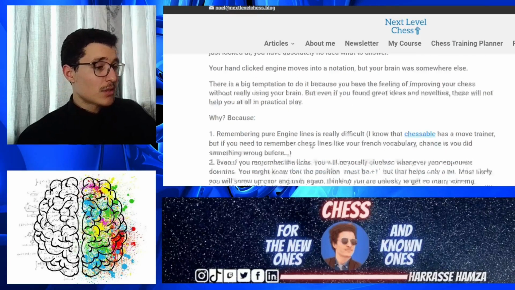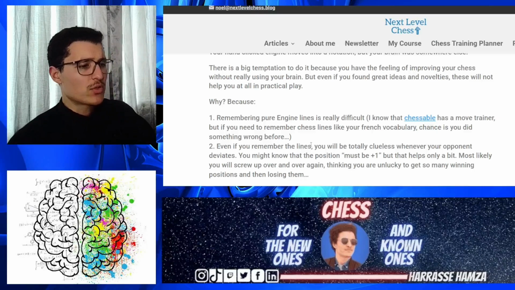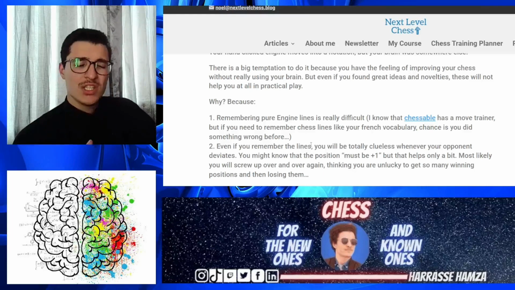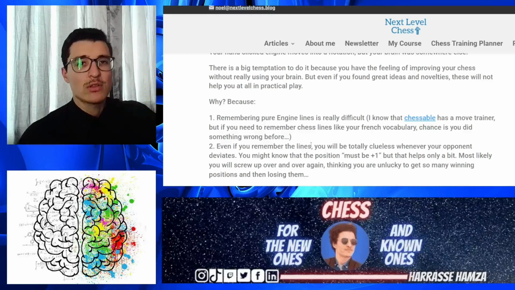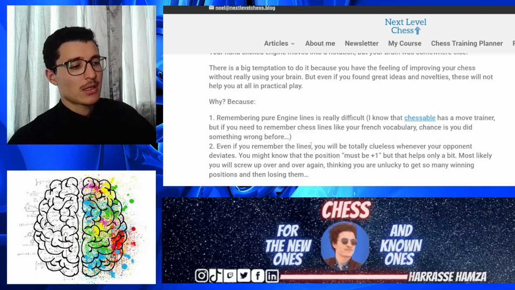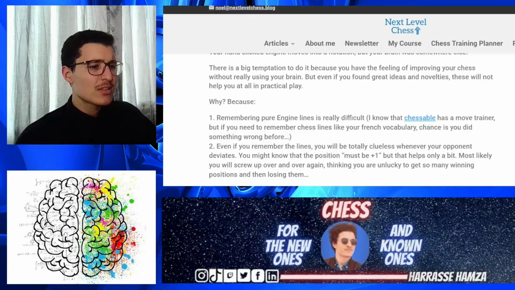So remembering pure engine lines is really difficult. I know that Chessable has a move trainer, but if you need to remember chess lines like your French vocabulary, chances are you won't do that. So Chessable itself doesn't have a really perfect way of teaching. You must learn how to learn first, then do something about that learning process. So even if you remember the lines, you'll simply be totally clueless whenever your opponent deviates. That's bad.